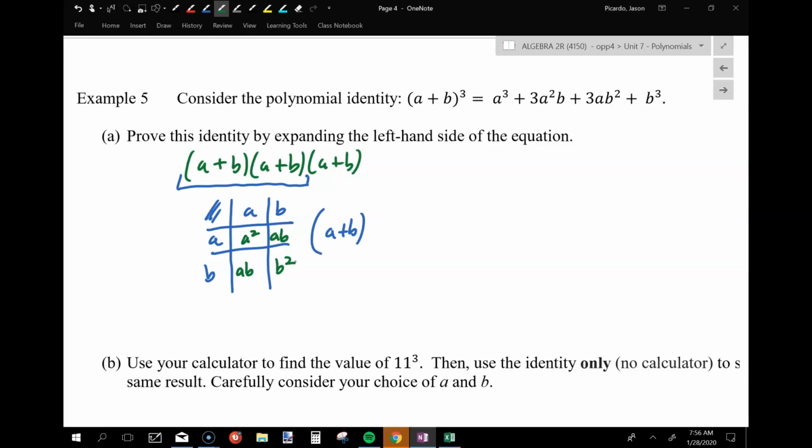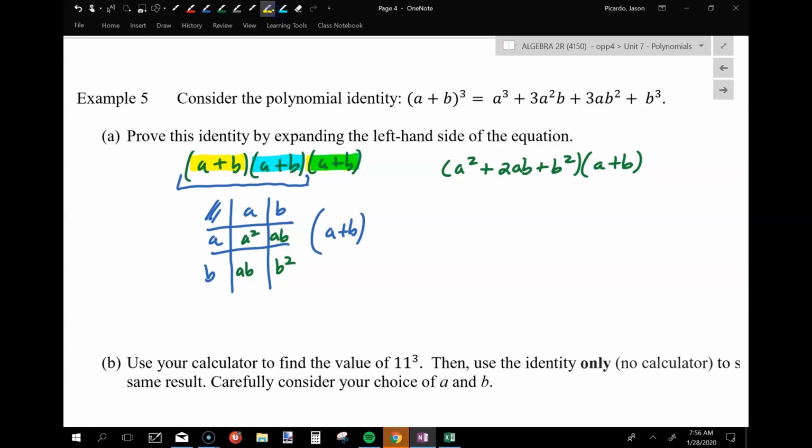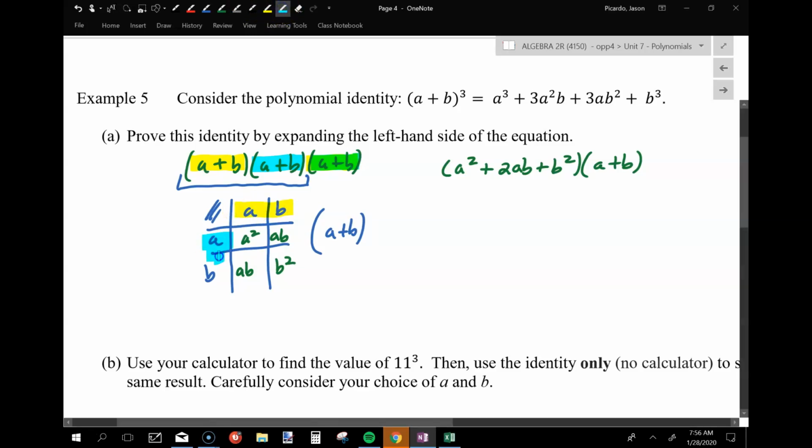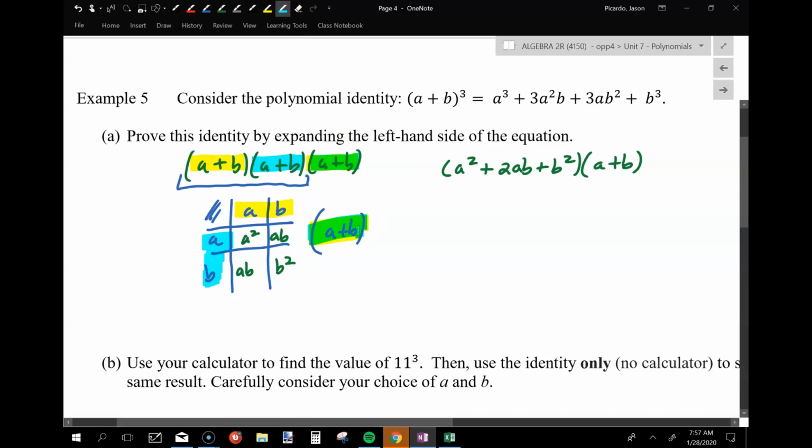So the result is a squared plus how many ABs? So a squared plus 2AB plus b squared. And I'm going to multiply that by the third item, right? So if you think about it like this, guys, watch this. I'm going to color code this. This is going to be cool. So what did I do here, guys? I took this and this, got the result, and I'm multiplying it by the third item now, right? That's it.